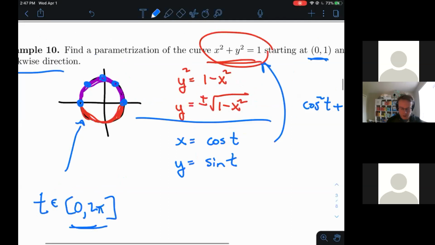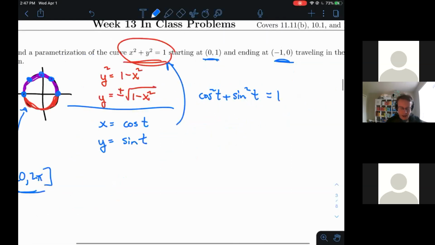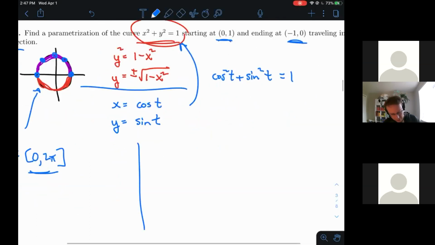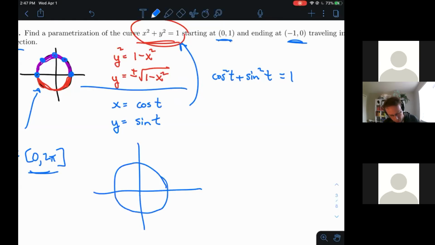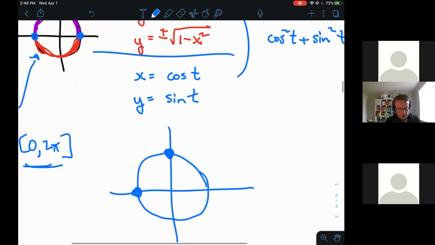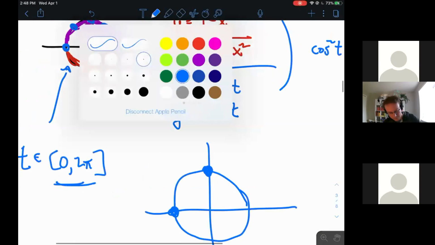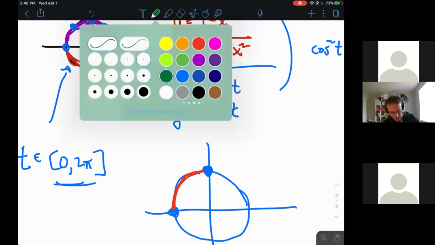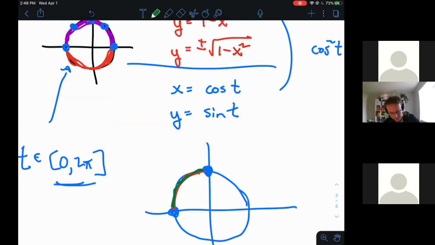So we'd like to start at 0, 1 and end at -1, 0. So maybe I'll draw another circle down here. Start at the north pole of the circle, 0, 1, end at -1, 0. So -1, 0 is over here. So I'd like only this piece right here. I don't know why I used red. Usually I use red when things aren't going quite correctly. I'll use green. And we'd like to do this in the clockwise direction. So I'd like to be going in this direction here.